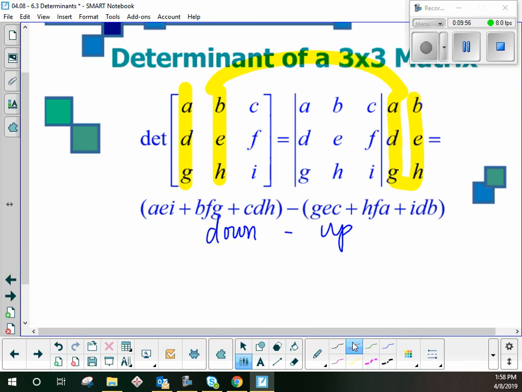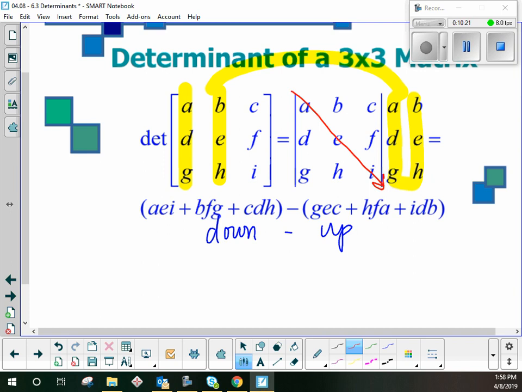And here's how you find your down diagonals. You're starting at the top because you have to start at the top in order to go down. So if I'm starting here, I have this main diagonal that I would have had no matter what. A, E, I. And we're finding the product of them. Product means to do what? Multiply. So that's what's going on right here in this formula. A, E, I. A times E times I.